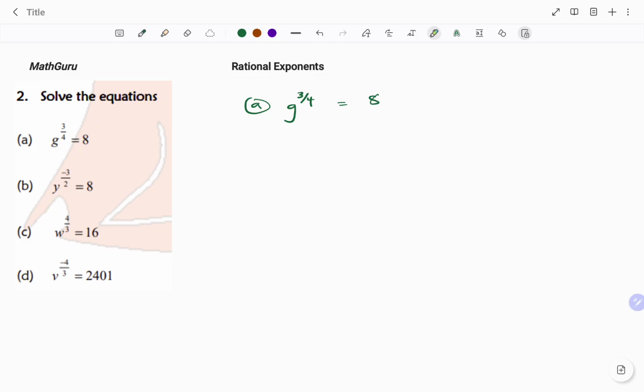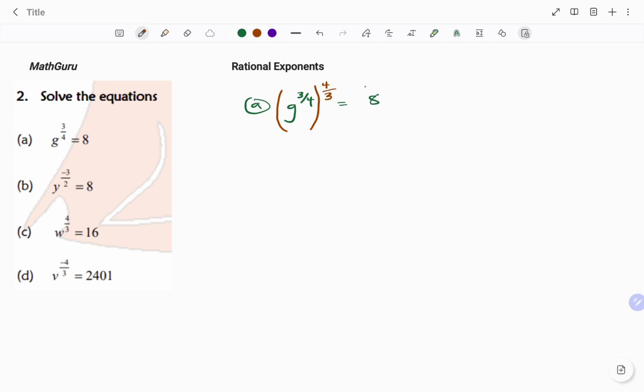In order to get rid of my 3 over 4, or to change that to the power of 1, I'm going to raise that to the inverse. Note that to find the inverse, if I have 1 over 5, the inverse will be 5 over 1. If I have the inverse of negative x over y, the inverse will be negative y over x. So using that concept, I'm going to do the same for my g to the power of 3 over 4. The inverse of 3 over 4, to make that 1, will be raising that to 4 over 3.